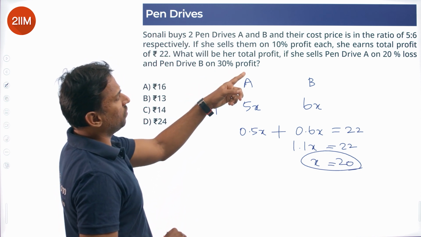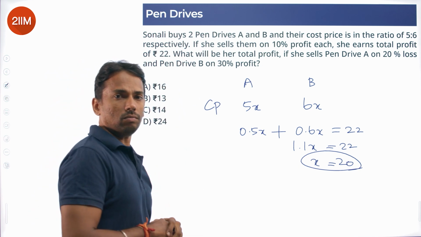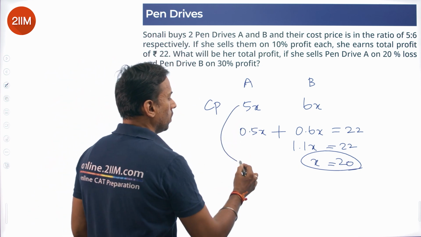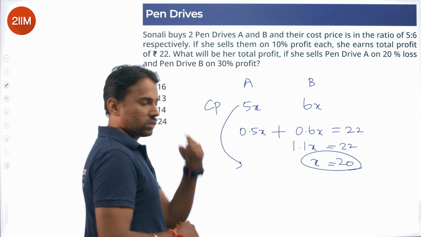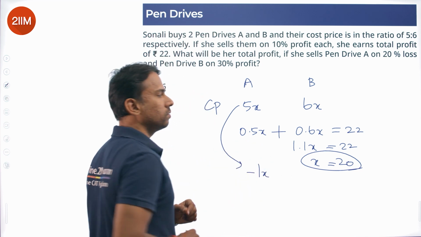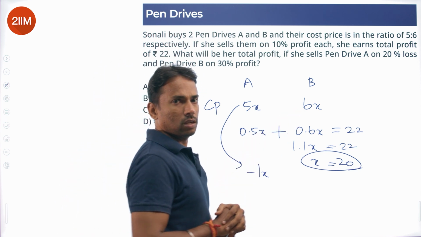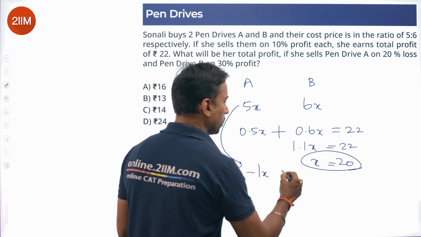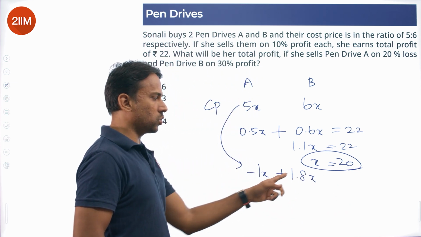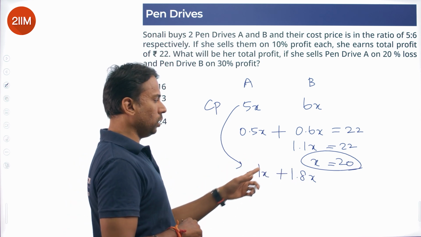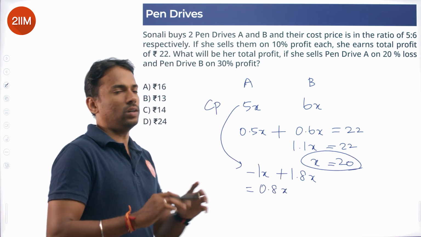What will be her total profit if she sells pen drive A at 20% loss and pen drive B at 30% profit? So A, 20% loss. That means 20% of 5x is 1x. So she will lose 1x here. 30% profit on B. 30% of 6x is 6 3s are 18, 1.8. So plus 1.8x she is going to gain here. She is going to lose this much, she is going to gain this much. So minus 1 plus 1.8 should be equal to 0.8x. This will be the total net profit.